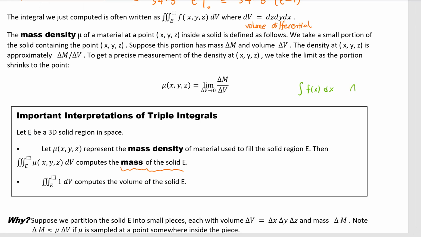the single integral gives us the area under the curve, right? And then the double integral.